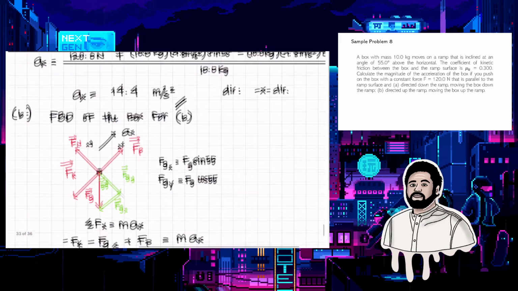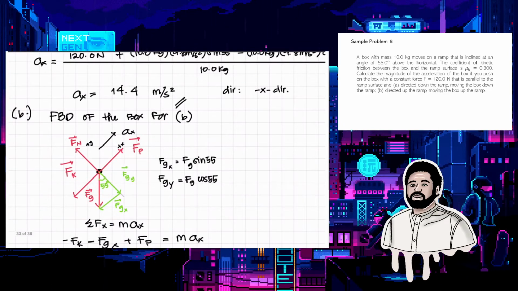For letter B, what if you push it upwards? So we now have the normal force, the pull of gravity, and then you have your pull that is upwards, going up the ramp, and then our motion is going up, so the friction force is in the opposite direction. So I'll assume that my acceleration is pointing up the ramp.